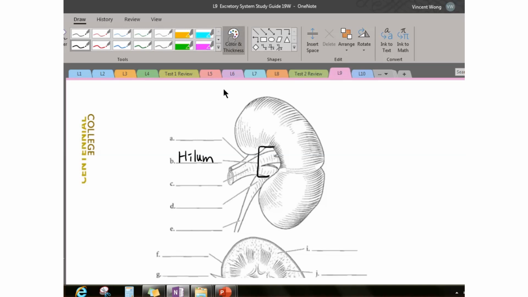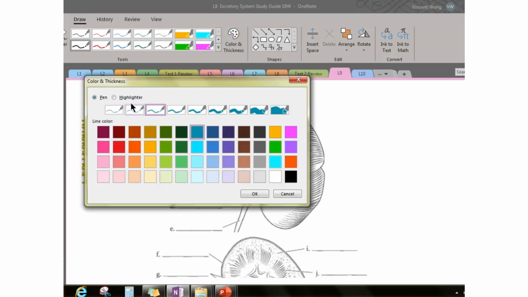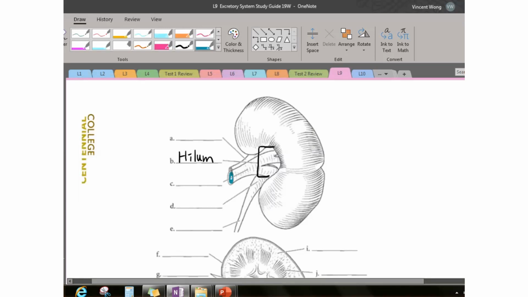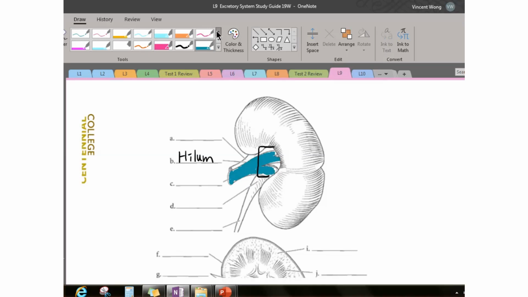So you can see there are two blood vessels here going into and out of your kidney. The one that's bigger over here, that is your renal vein. Okay, renal vein right here. Okay, renal vein. Let's put that down.